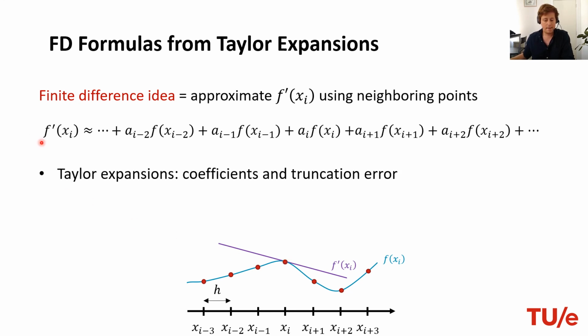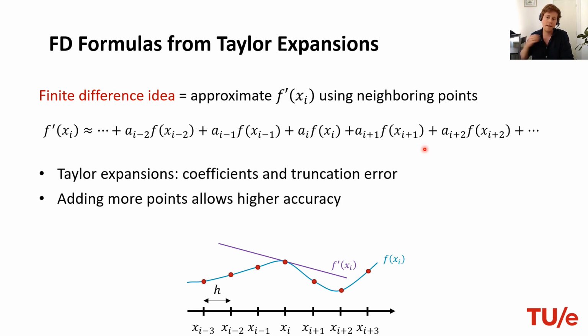We saw that using Taylor expansions, we're able to determine these coefficients, so the weights in our weighted sum, and that this allows us to make our approximation as accurate as possible and gives us an estimate for the truncation error, such that we are able to distinguish how fast this error goes down if we make h smaller and smaller. We saw that adding more points allows us to attain higher accuracy.